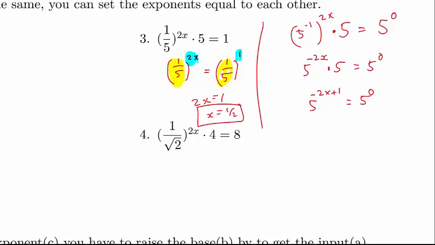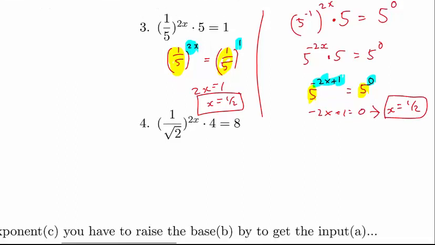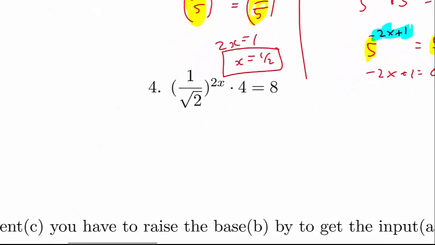Now we have equal bases. And so we can set the exponents equal to each other as well. So we get negative 2x plus 1 equals 0, solve for x, and we get that x again equals 1/2. Okay. Two different ways, same problem. Alright, next one. We have 1 over the square root of 2. Again, we've got two different ways to solve this one, but we'll start with this one.